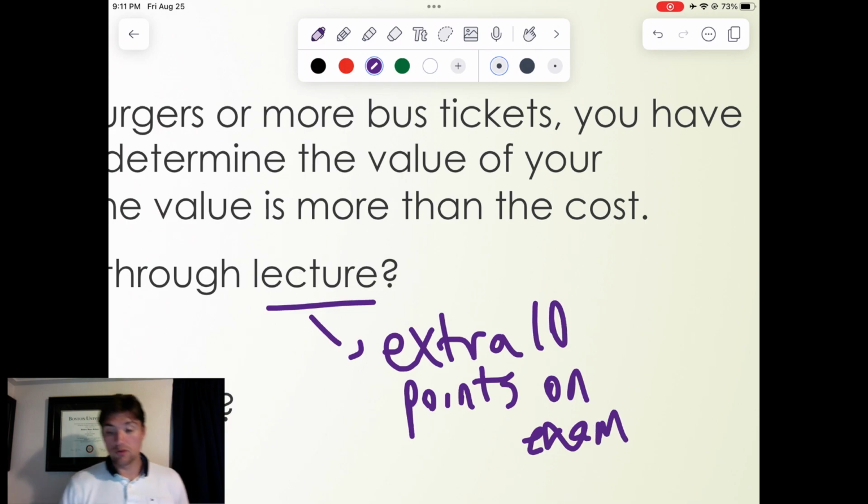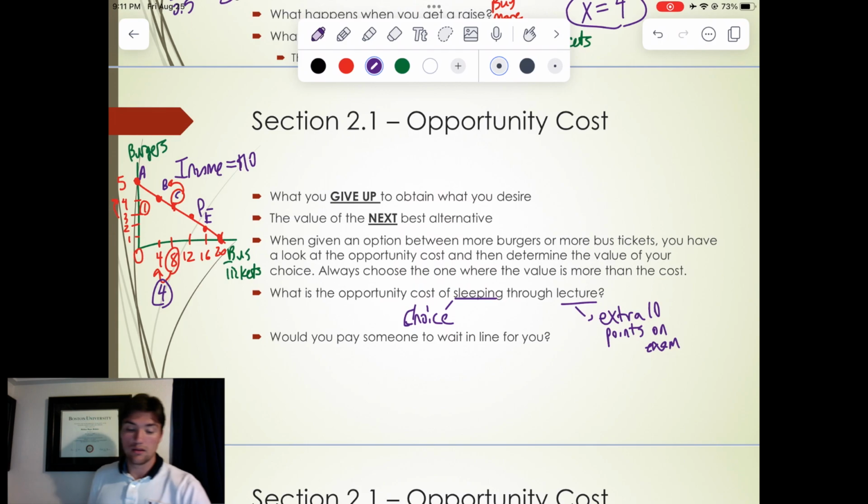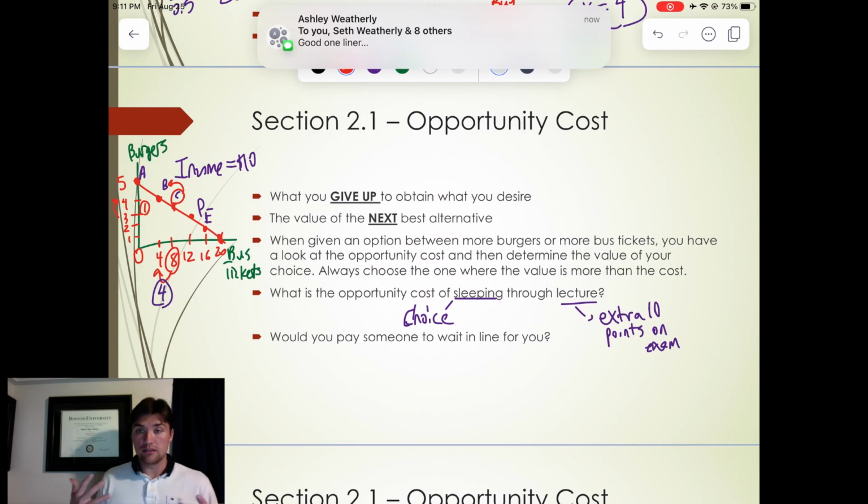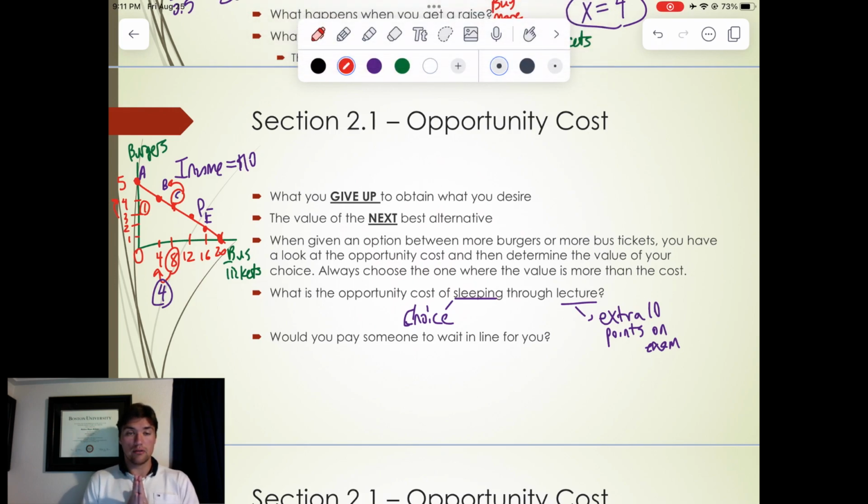So because you chose to sleep, then you had to give up the extra 10 points on the exam. So that's where it comes into play with any decision that you're making. If you're wondering, okay, should I sleep right now? You have to look at what you're giving up.